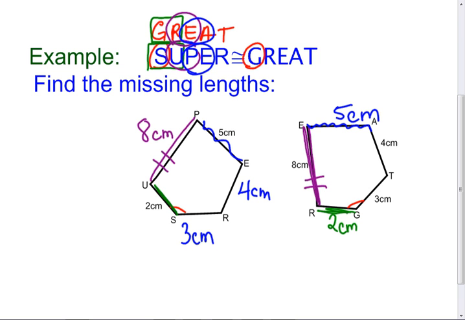Now, notice how I use the words to figure out what sides corresponded. We're going to do that a lot this year. And if I don't have names for those, for the polygons, if I couldn't name it, then I would need to name them. If I didn't have the names for these, then I'd name them because I can't do it any other way.